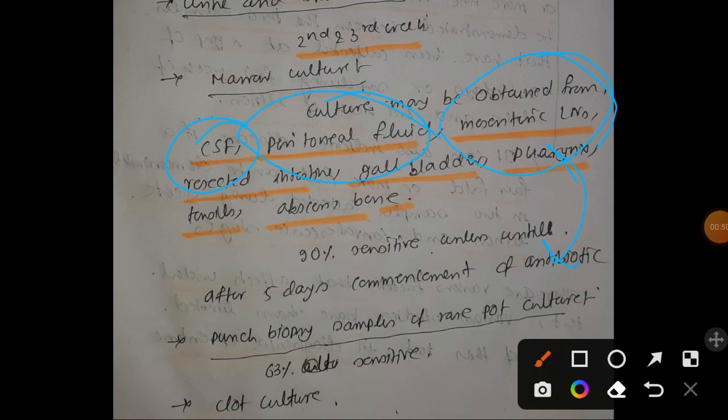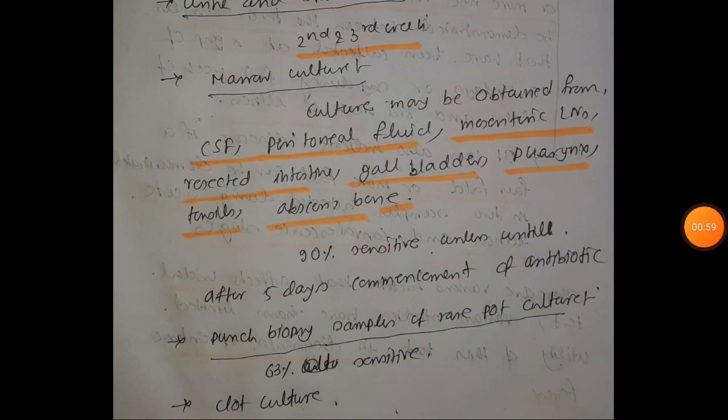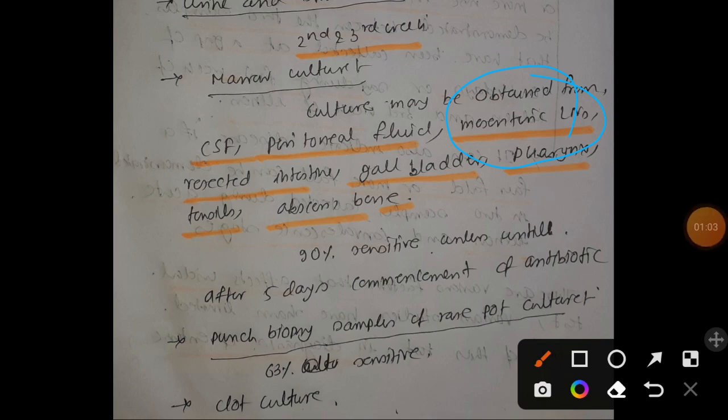So mesenteric is the fold of the membrane that attaches the intestine with the abdominal wall. Okay, there can be inflammation in that mesenterics. Under such circumstances, cultures is taken from that mesenterics and it is performed in the lab.